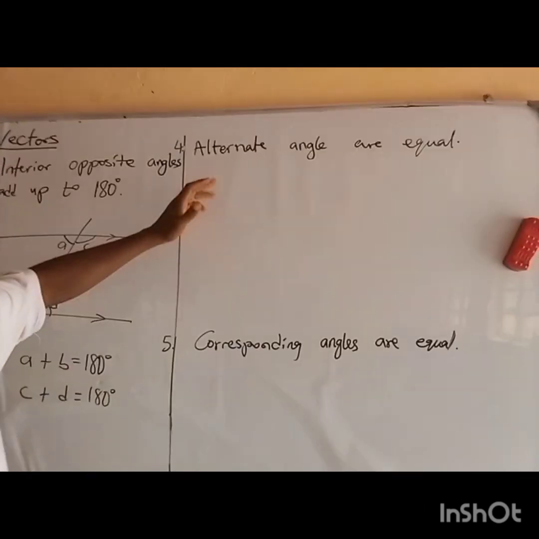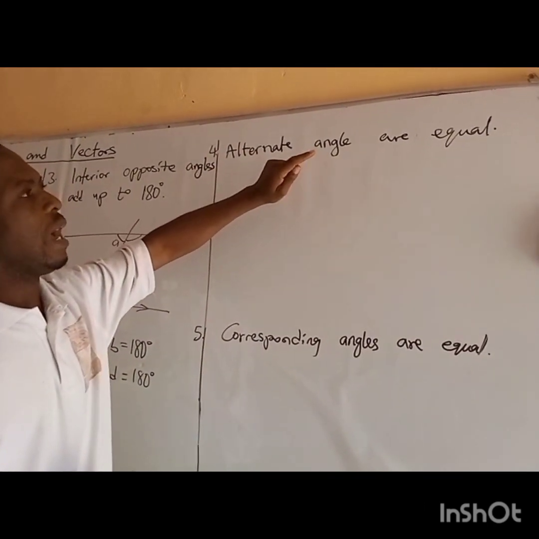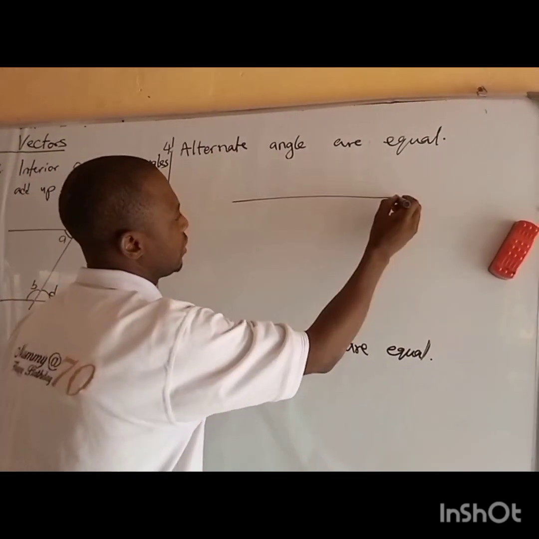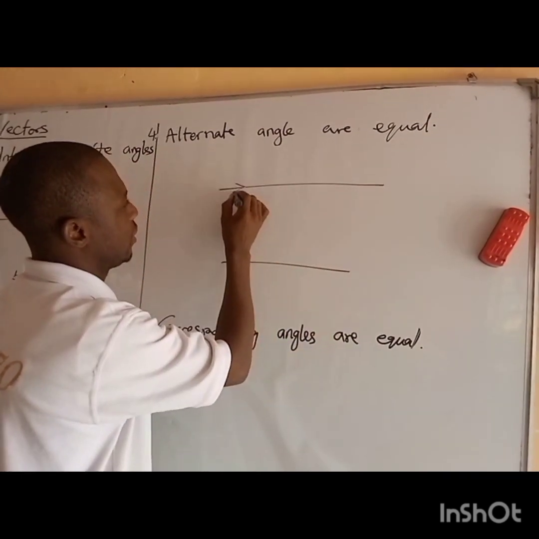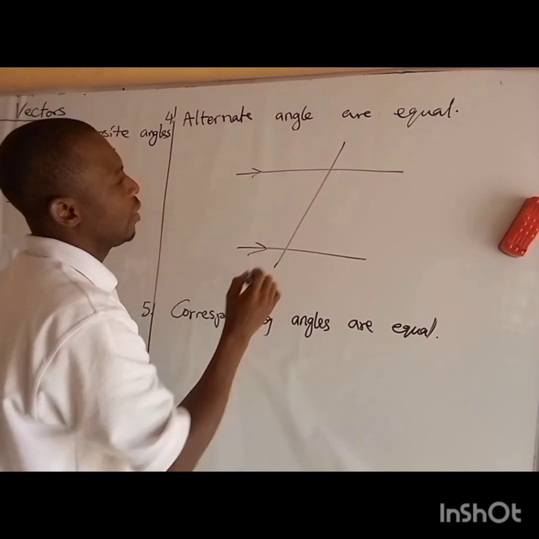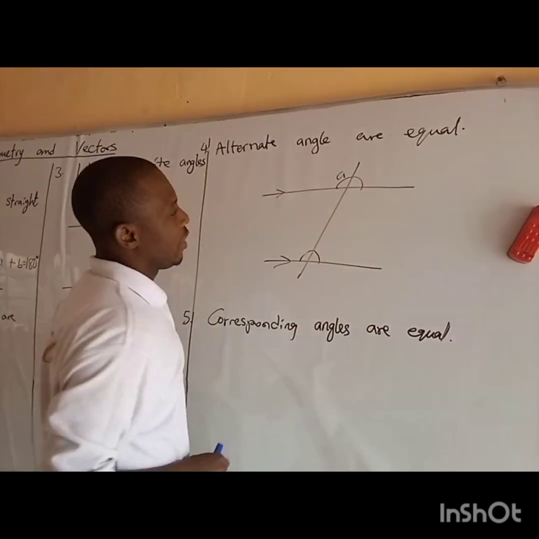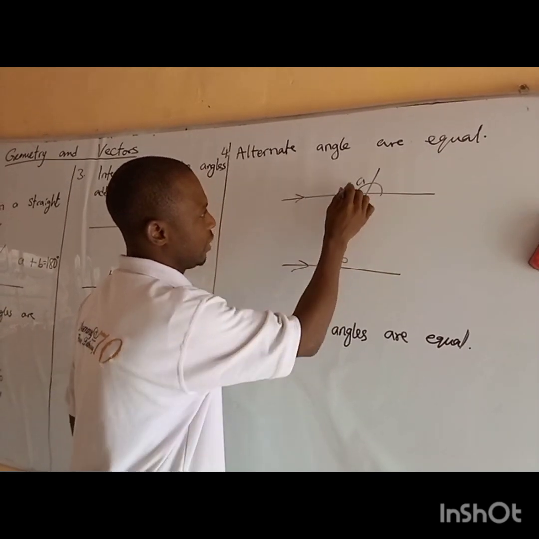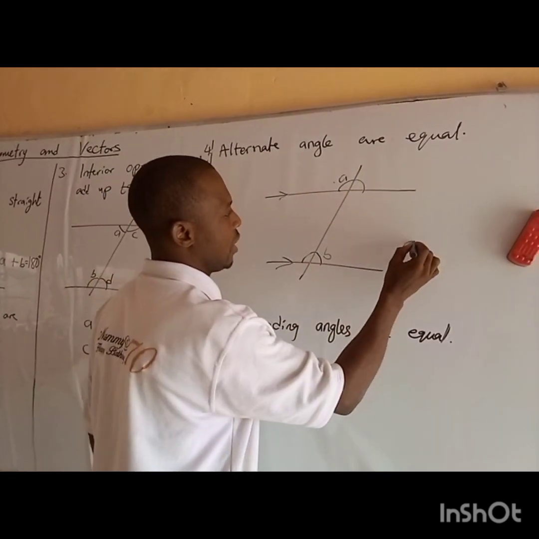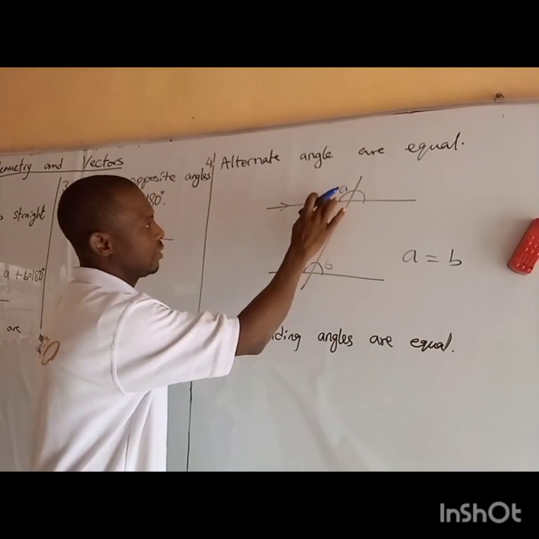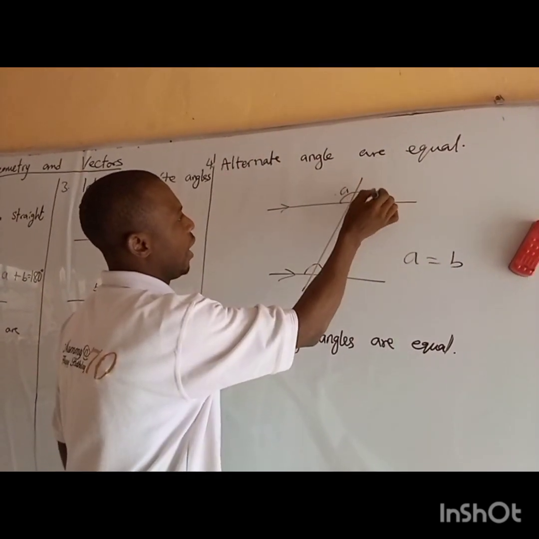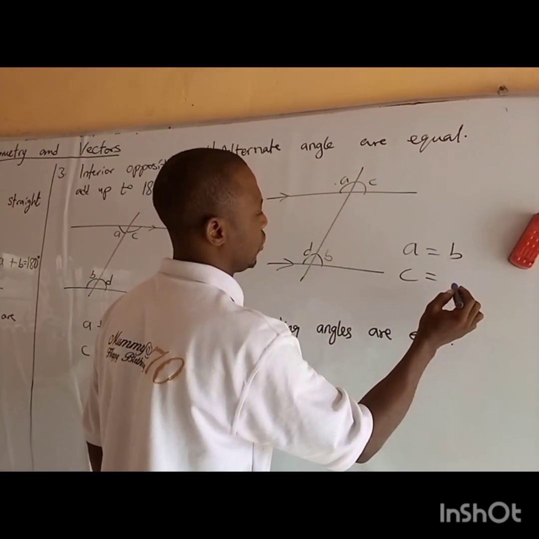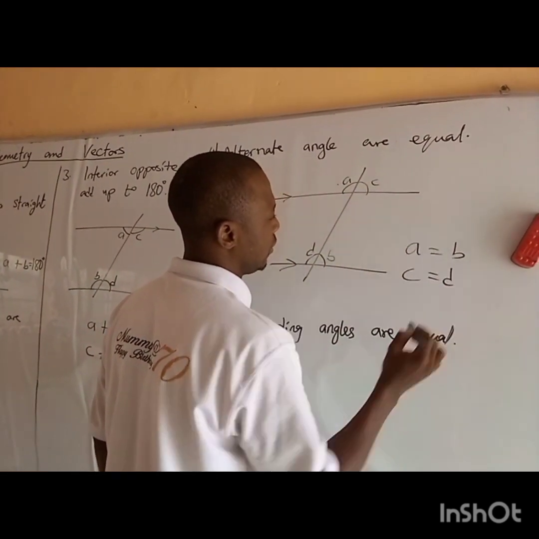Now, the fourth one says alternate angles are equal. It means that if we have two parallel lines this way and then alternate angles are equal. It means if we have an angle here and an angle here, it means this is equal to this. A is equal to B, that is, this angle is alternate to this angle, and this one is also alternate to this. It means C is also equal to D.